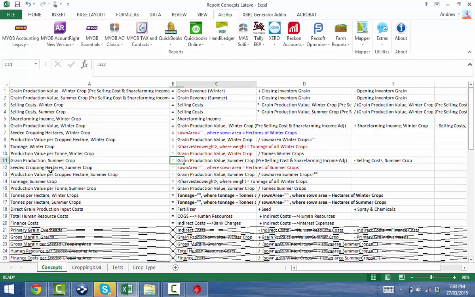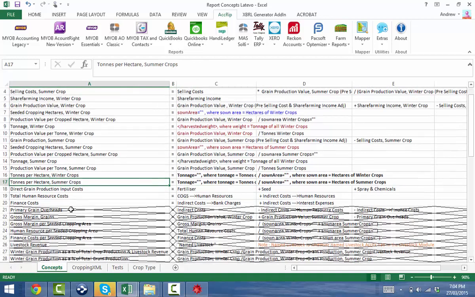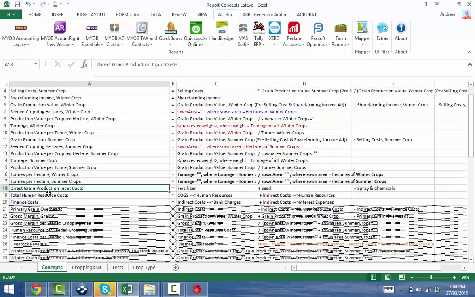Grain production summer crop: grain production summer crop pre-selling costs minus selling costs, as they only have selling costs on the summer crop. As you saw, that's the formula for calculating the selling cost for the summer crop. We don't have to go through the same seeded cropping hectares, production value per cropped hectare, summer crop tonnage, summer crop production value per ton, tons per hectare winter crop, so easy, tons per hectare summer crops, direct grain, and I've changed the name on this.